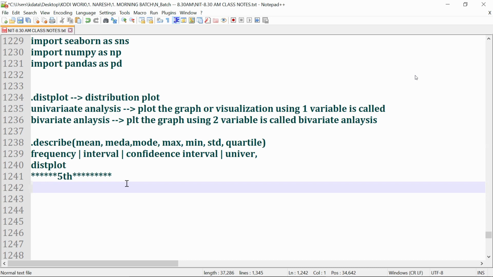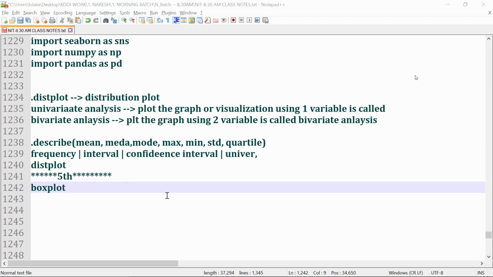I will tell you some of the visualization plot functions. Please remember that. Definitely it would be helpful for you. Am I clear or not? So the next one, the distributions plot we got. The next plot is the box plot.